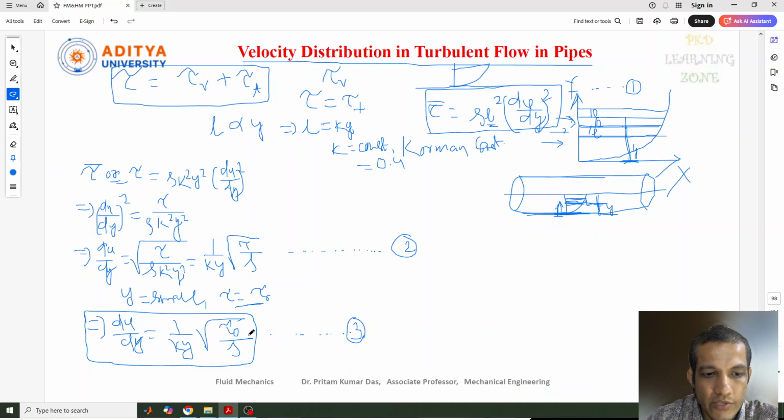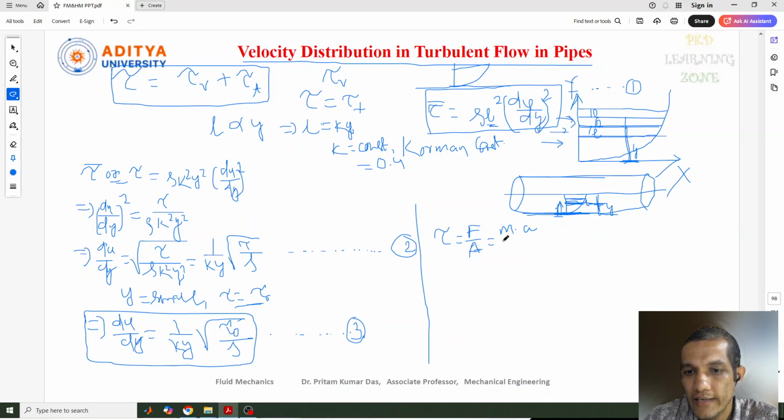Now we just need to do some exercise on the dimensions for this. This is shear stress and this is the density part. Now I'll convert this in terms of dimensional analysis. So shear stress tau equals force by area. Force equals mass into acceleration divided by area. Mass into acceleration, acceleration is velocity divided by time. And again A is the area.